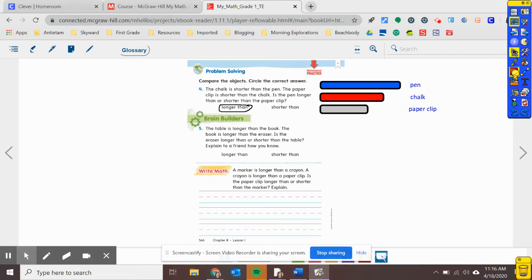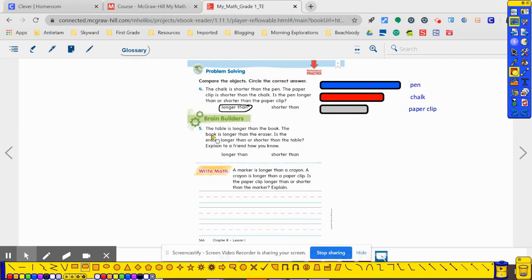Okay, get ready because we're going to do another one down here. Number 5 says the table is longer than the book. The book is longer than the eraser. Is the eraser longer than or shorter than the table? So let's start drawing our picture again. So the table is longer than the book. So I'm going to draw a table. So there's my table. Is longer than the book.